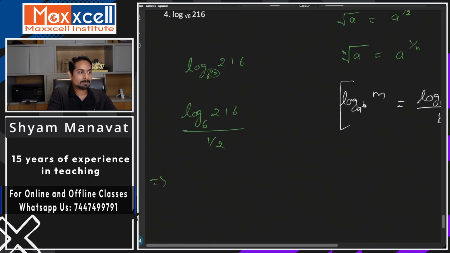What power of 6 can get you 216? We have done this in the previous question. 6 cube is 216. So this value can be written as 3. 6 to the power 3 is 216, and denominator 1 by 2 as it is. Now the denominator will come in numerator, so 2 will come in numerator. That will become 2 3s are 6. So that is the answer.